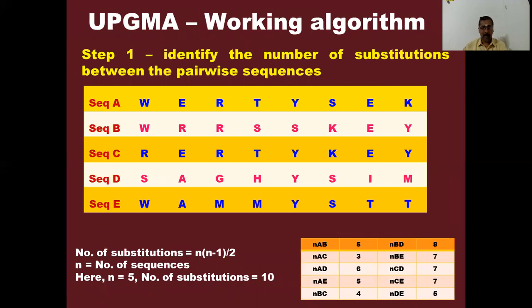Now here I have taken a set of 5 different sequences. In the first stage, you have to identify the number of replacements, mismatches or substitutions between the pairs. So how to calculate the pairs? You can use this formula, n(n-1)/2, where n is the number of sequences. How many sequences have I taken here? 5. So very simple: 5 into 5 minus 1 by 2, 5 into 4 by 2, 20 by 2. You will get 10 different pairs.